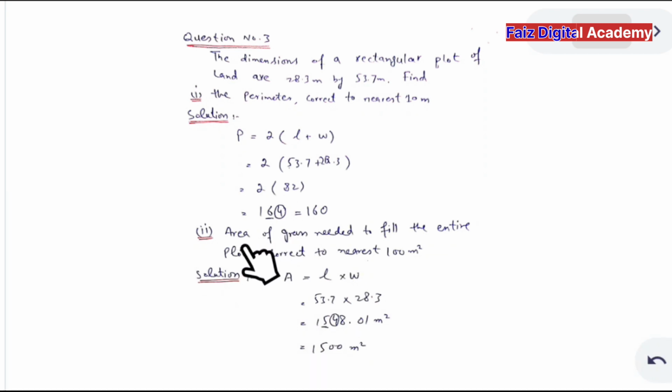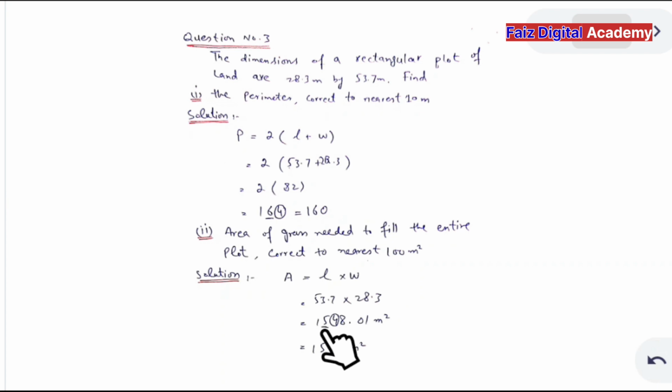In the second part we have to find the area of the grass needed to fill the entire plot, correct to the nearest 100 meter square. The formula of the area is A equals length into width, and we multiply the length and width, and the answer is 1548.01 meter square.